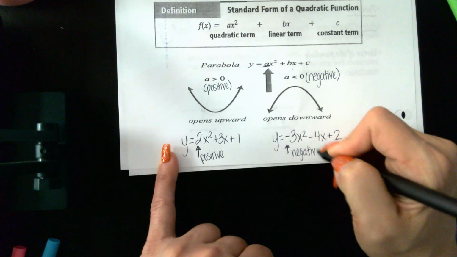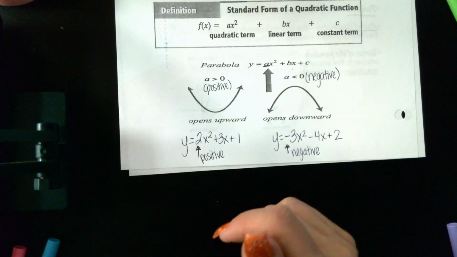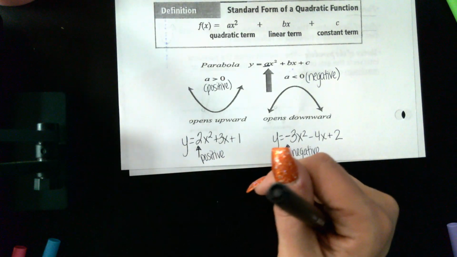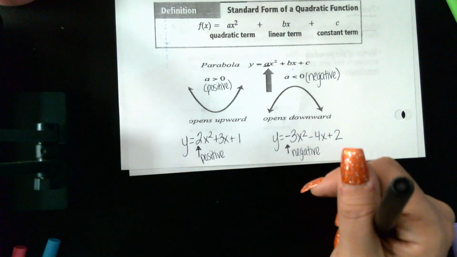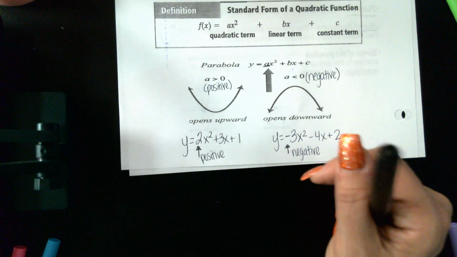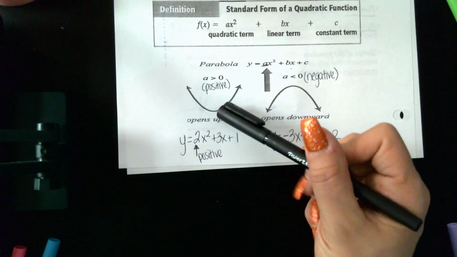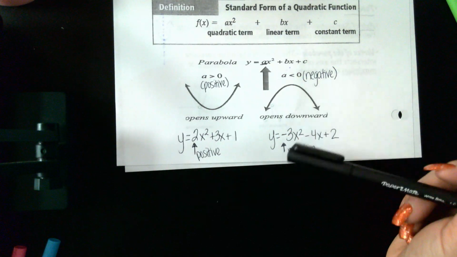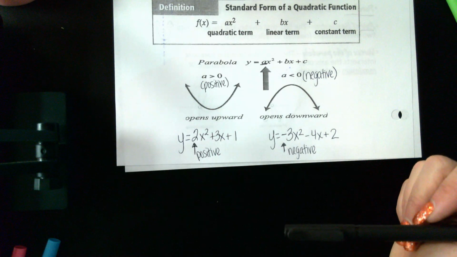The only reason you'll really use that is like tomorrow when you graph them yourself. If you graph it and you look at your picture and it's facing down, but then you look at the original equation, if it had a positive number out front, you know you messed up somewhere. Because if it's a positive number out front, it should face up. And if there's a negative number out front, it should face down. So it's a way to check yourself at the end. Okay?